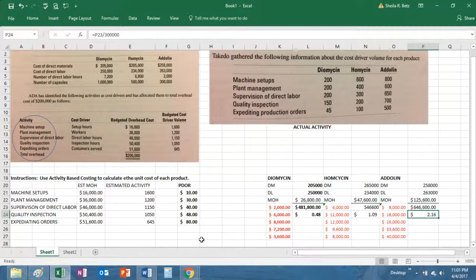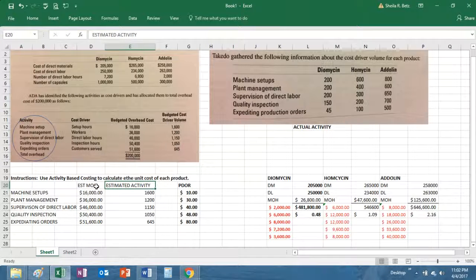So in general, the gist for ABC is you get one set of PDOR rates for the entire company. To do that, you have to make sure the activity you're using for your allocation base consists of the activity for all of the products combined. So you have to sum up the activity of all the products combined unless it's given to you as a total number. Typically, you use estimated overhead divided by estimated activity. In this problem, there was no estimated activity because actual activity was only given, so we had to use actual.